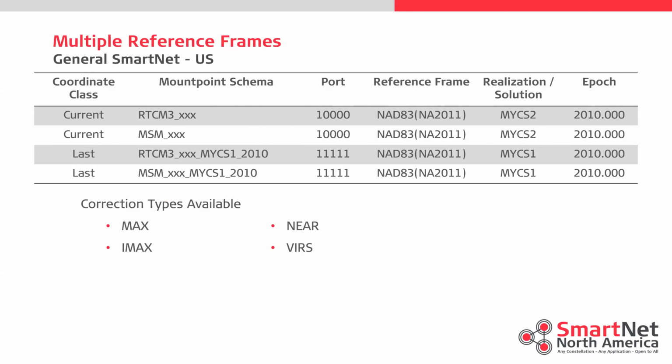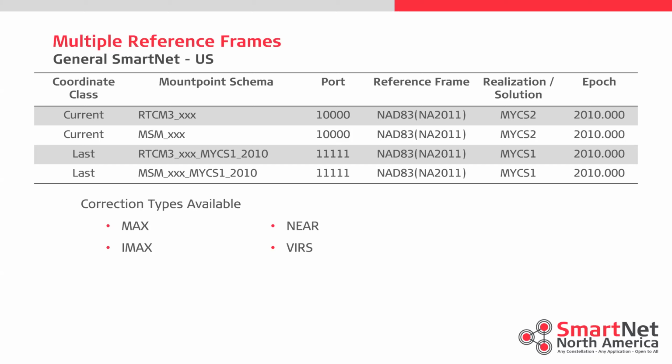So I'm not going to spend a ton of time on these slides because all this at the very end is going to be spelled out very clearly of where you can find how to get back to this very easily. But in general, SmartNet US, you're going to have current, which will be on port 10,000. So the important thing here is if you're using SmartNet today and you're using one of the standard production mount points, RTCM3 underscore near, MSM underscore IMAX, if you're using any of those standard mount points, those mount points will have the new coordinates, the new broadcast coordinates going out on them.